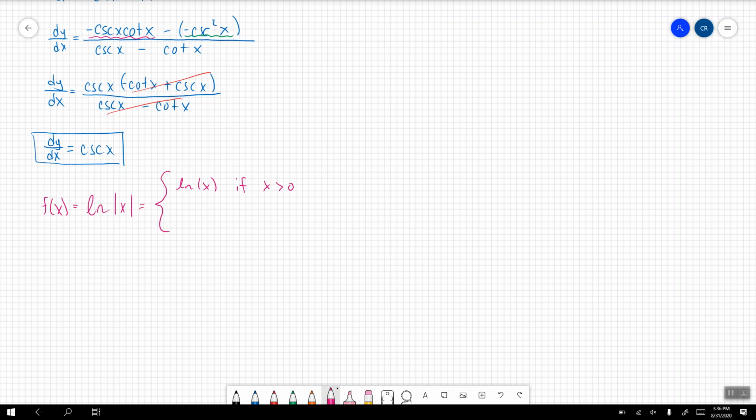Well, what about the negative portion? If we ever choose a negative value, then we're going to be evaluating with the natural log of negative x. And again, this is only if x is less than 0. Notice I'm not including 0 in any of these pieces because the natural log of 0 does not exist. If you remember, we have an asymptote at that point.